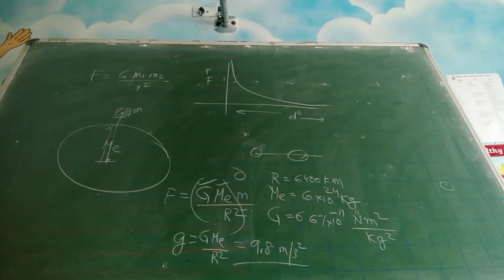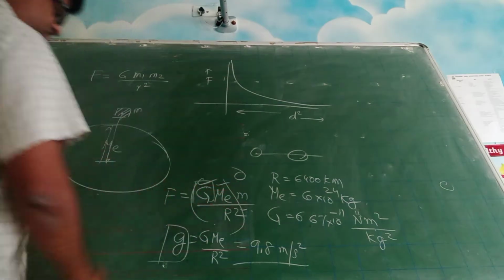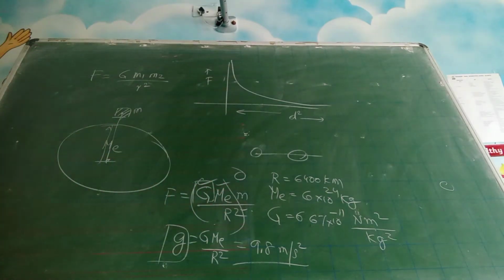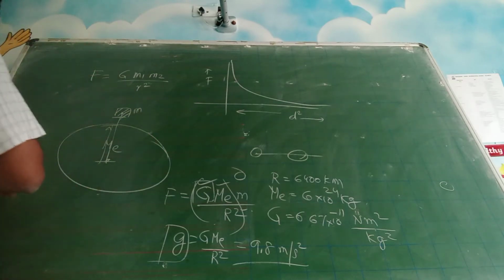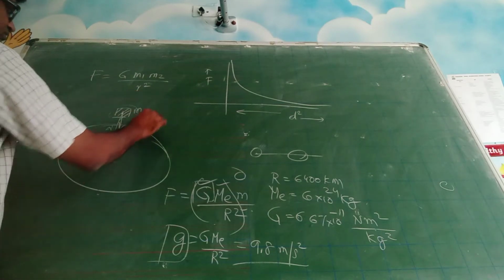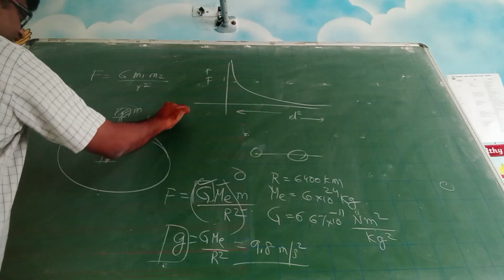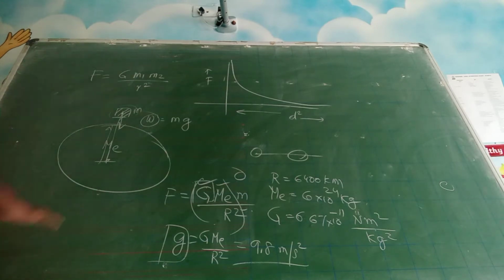So note the difference between this small g and this capital G. That is why when you are writing the weight of an object, this object will have some weight acting downwards. What is that weight? Weight is equal to mg. Now basically what is this weight? It is nothing but the gravitational force. So this is the background.